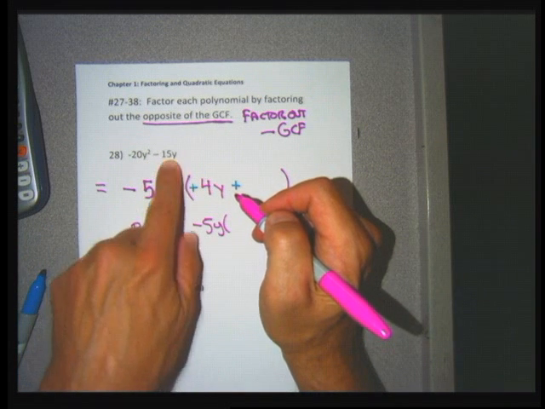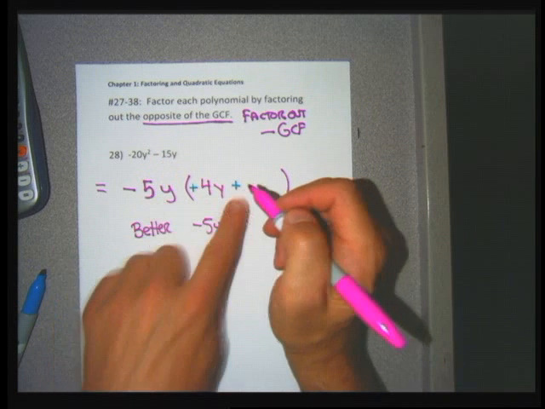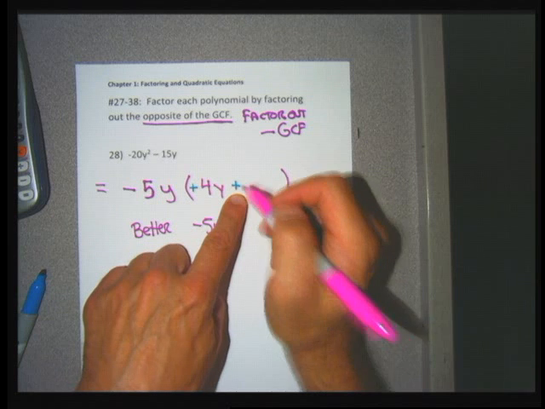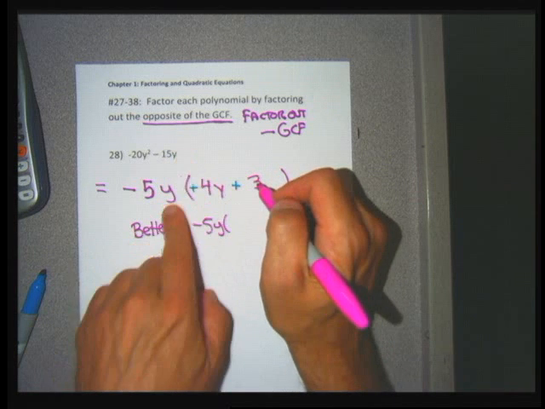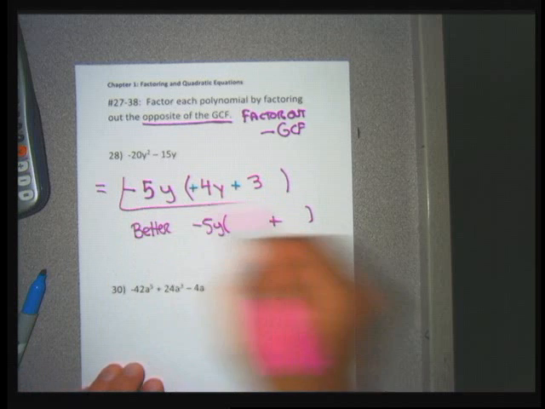Second, 15 divided by 5 is 3. Technically, -15 divided by -5 is +3. That's why it's a positive there. It had 1 y, and I took 1 y away. This is going to be my answer. Let me check to show that that works.